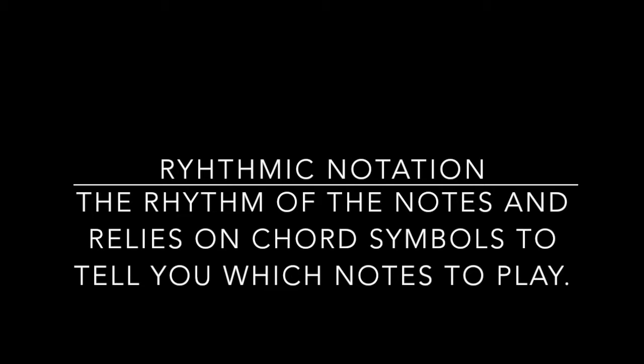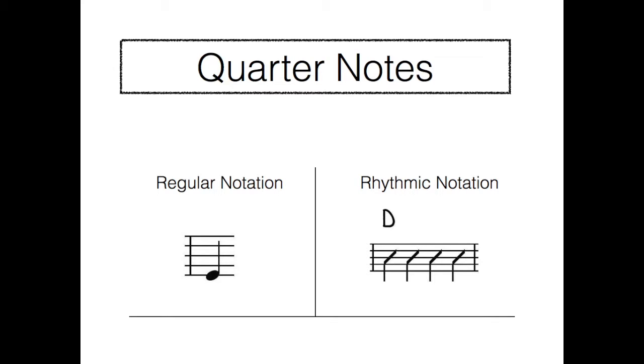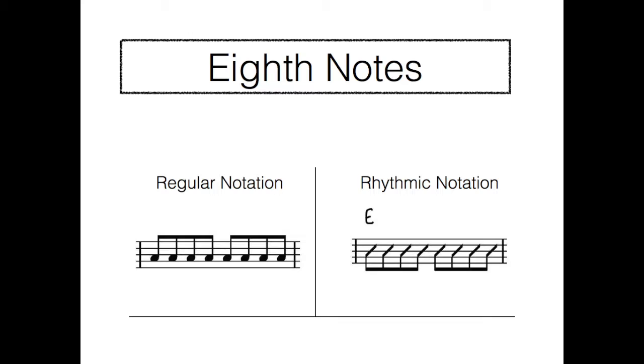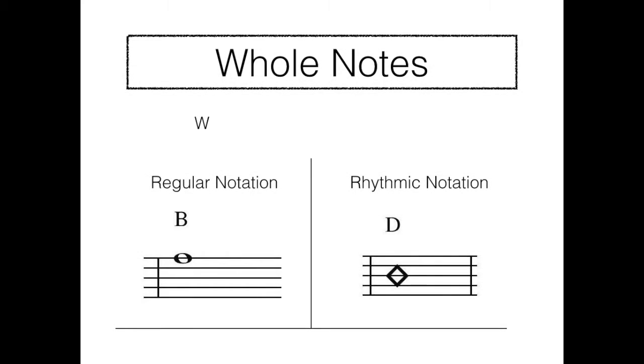which notes to play. As we talk about rhythmic notation, there are 4 primary rhythmic notes we will come across when we look at a lead sheet. This includes whole notes, half notes, quarter notes, and eighth notes. And for now, we'll use a 4/4 time signature on our examples. Let's take a look at each one.